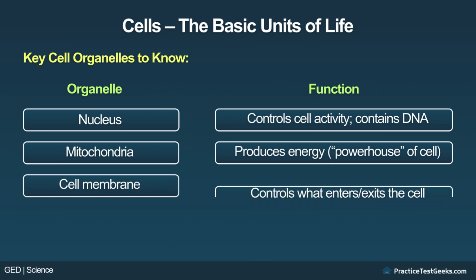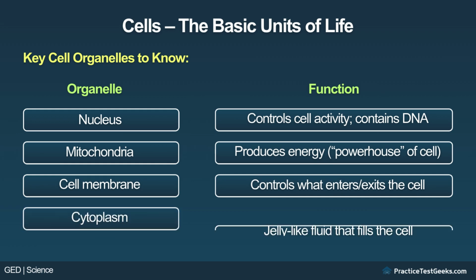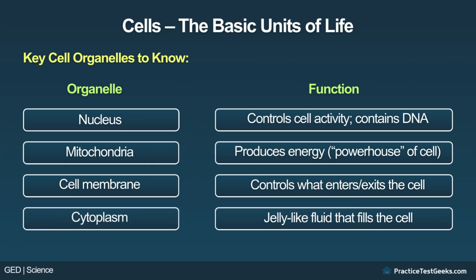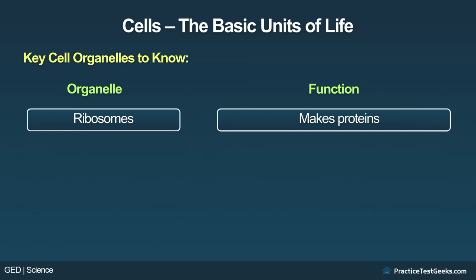The cell membrane serves as a protective barrier. It controls what substances can enter or leave the cell, helping maintain balance. The cytoplasm is the jelly-like fluid that fills the inside of the cell and holds all the organelles in place. Ribosomes are responsible for making proteins, which are essential for the cell's structure and activity.